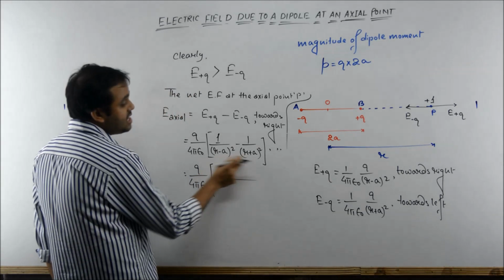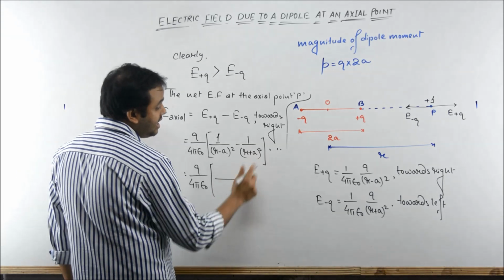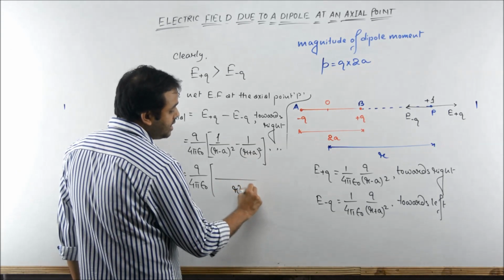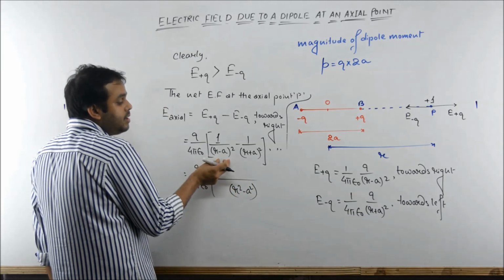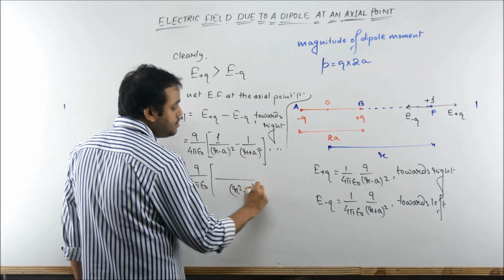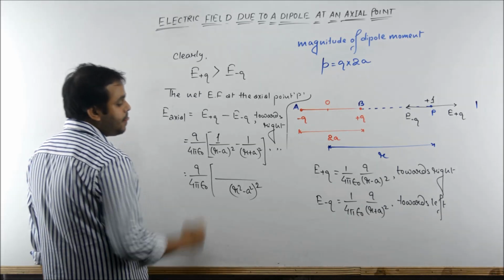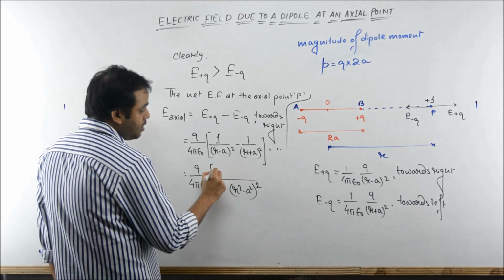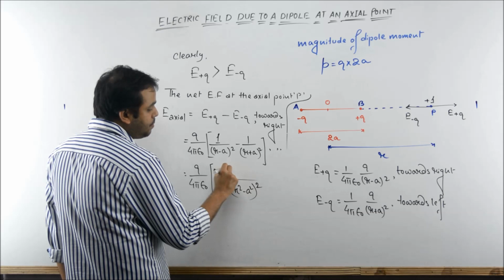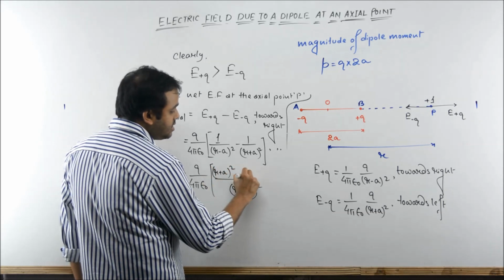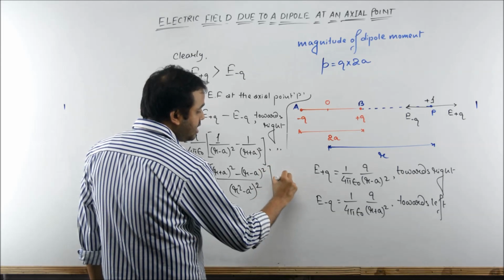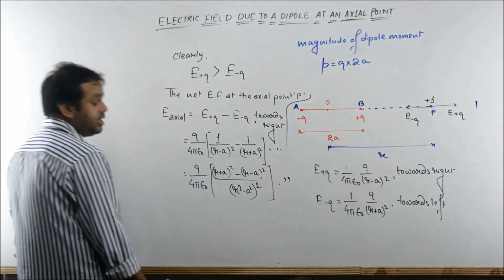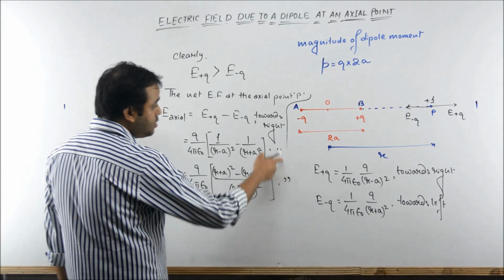So (r minus a) multiplied by (r plus a) is r square minus a square, but there are (r minus a) whole square and (r plus a) whole square, so it becomes whole square. Clear, students? In the numerator it will be (r plus a) whole square minus (r minus a) whole square. The direction of the net electric field is towards right.